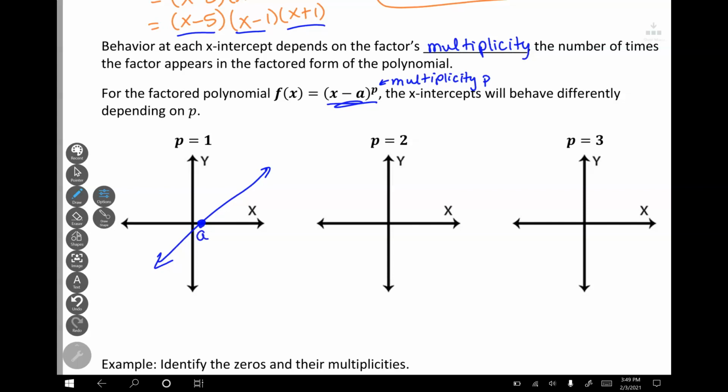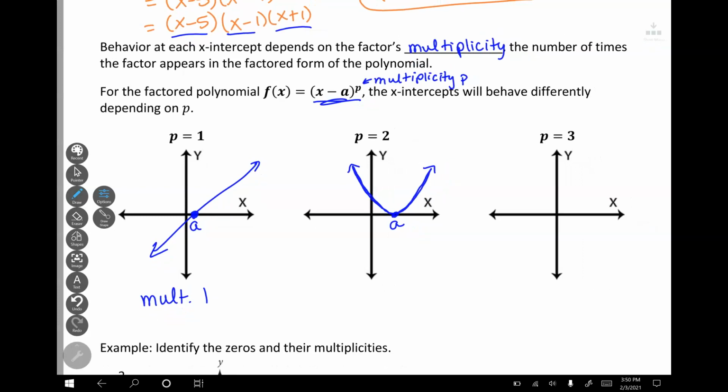And of course, the x-intercept would be a there. So this is what multiplicity 1 looks like, if it just goes straight through that point. Now, if the x-intercept has multiplicity 2, it's actually going to bounce off that point. It's not going to go through the point. It's going to touch it, turn right back around, and go back up. So that's multiplicity 2.